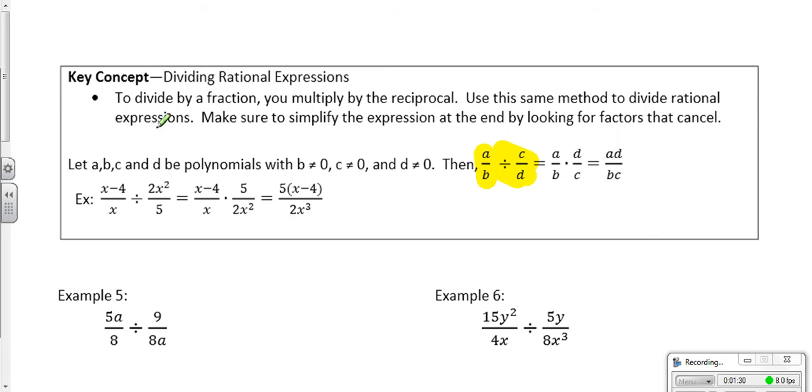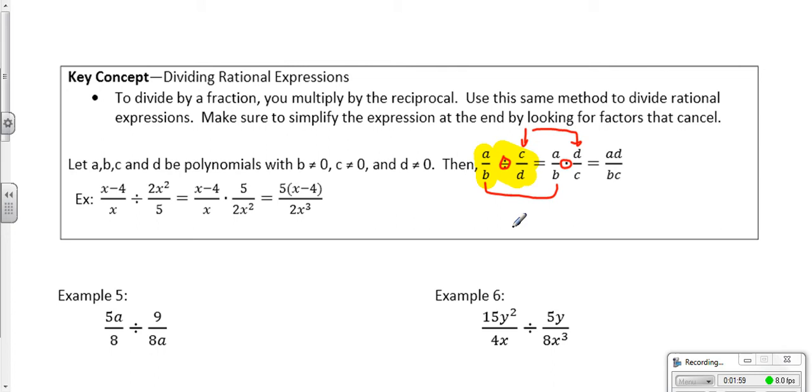We have to take this division problem and change it into a multiplication problem. And the way to do that is one simple step. We take the second fraction, the one we're dividing by, and we change it by flipping it, in other words, making it a reciprocal. So c over d became d over c. Now notice the first one did not change at all. It's still a over b.